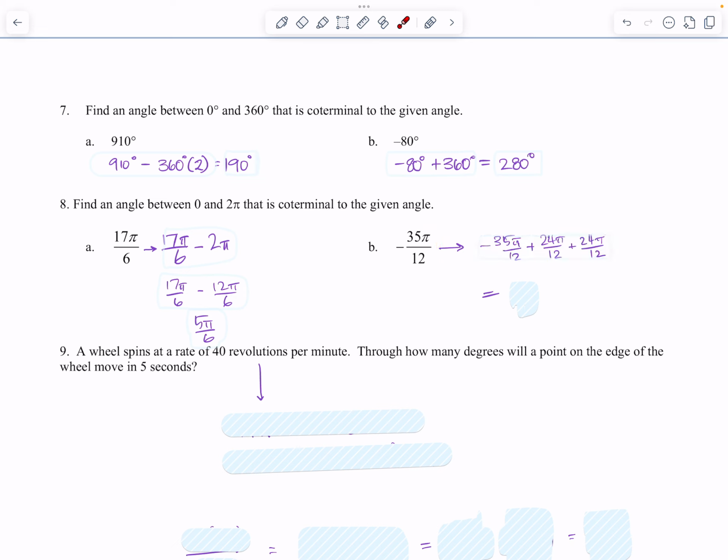All right, for this one, we're going to add whole circles. Now, what I did on this one, since we're working with twelfths, I didn't use 12/6, I used 24/12. Again, we are adding a whole circle, but I immediately saw that's not going to be enough because that's still going to be a negative angle, so I added another whole circle. So combine your numerators, negative 35 plus 24 plus 24, and that's going to give you 13 pi over 12.